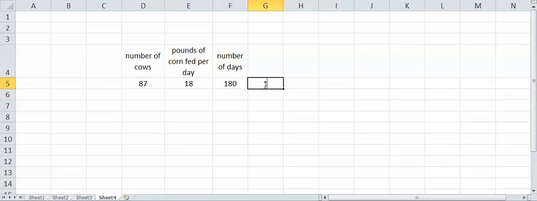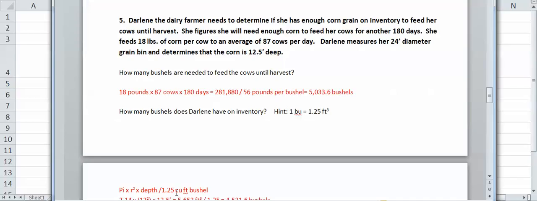So I want the computer to tell me how many total pounds. Or I can even say number of bushels. That's probably more user friendly for me because I'm going to measure my grain bin in terms of bushels. So total bushels of corn is going to equal, just like I did on paper here, pounds per day times number of cows times number of days, then divided by 56 pounds per bushel.